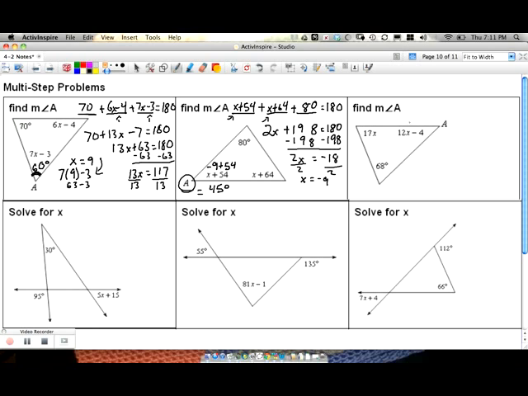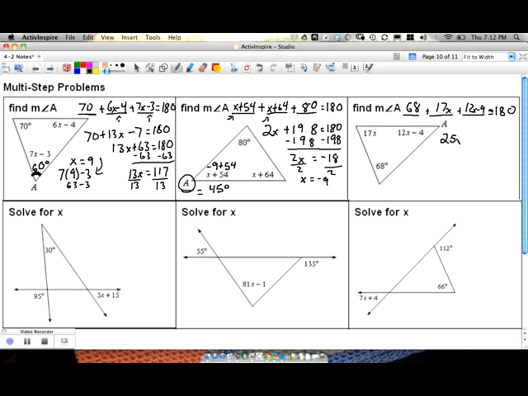We have the three pieces, in this case 68 plus 17x plus 12x minus 4, all adds up to 180. So let's combine 17x and 12x, that makes 25x. 68 and negative 4 makes 64. And those together add up to 180. So I'm going to get x by itself. I subtract 64 from both sides.